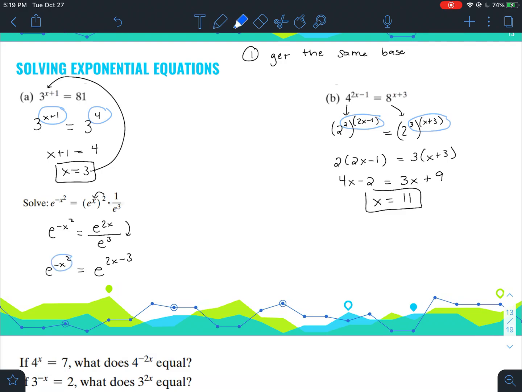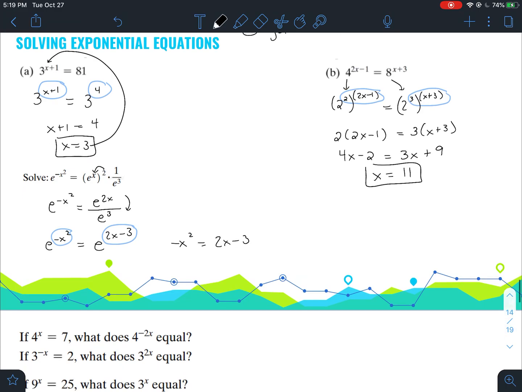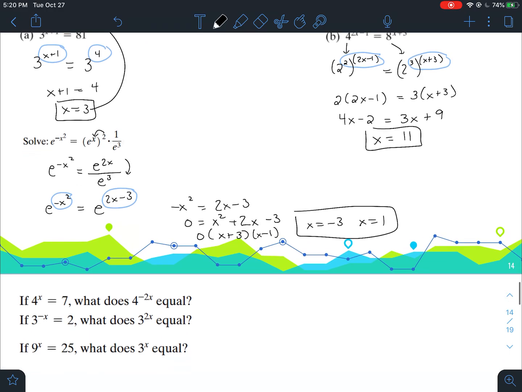Well, now both are base e, so I can set the exponents equal to each other. So negative x squared is going to equal 2x minus 3. I'm going to get everybody on the same side. I like the x squared to be positive, so I'm going to bring it over. So it'll be x squared plus 2x minus 3 is equal to 0. If I factor that, I get x plus 3, x minus 1. So either x is going to equal negative 3 or x is going to equal positive 1, and that would make that original expression true.